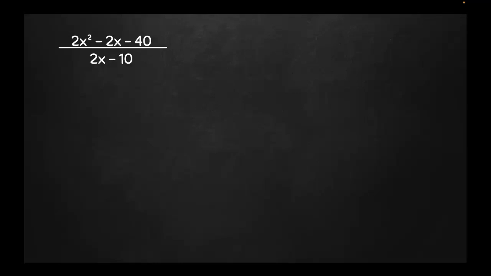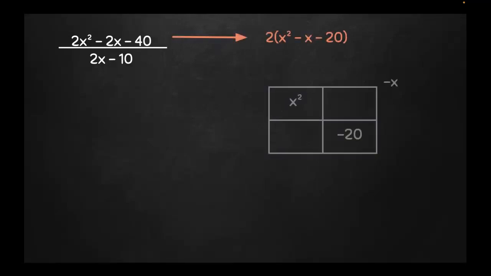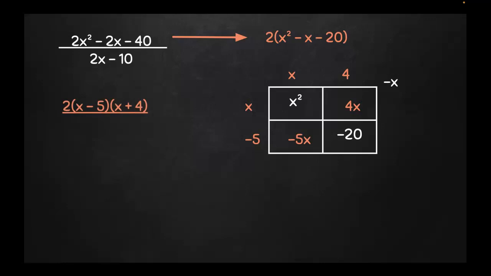Now in this example, we're going to look at the numerator and we see that we do have a GCF, and that GCF is 2. Now that we have the 2, inside my parentheses I can factor one more time using my box method. So I can find my factors. I get x and then -5 and 4. So now what I can see is that the numerator is that GCF of 2, and then x minus 5 and x plus 4.